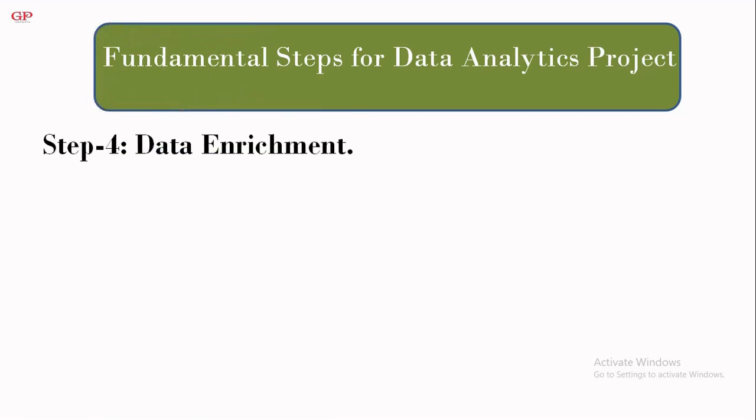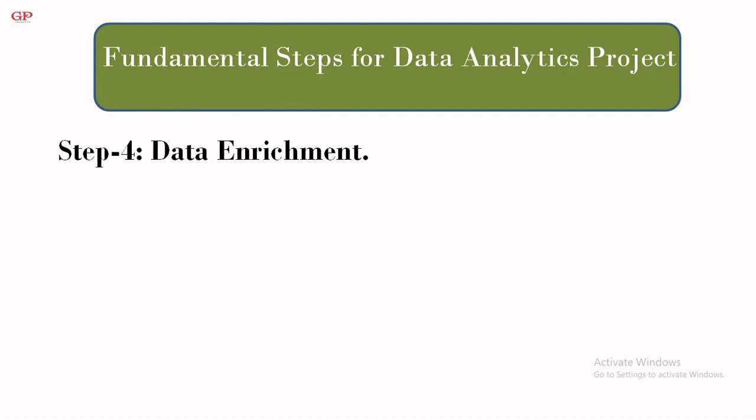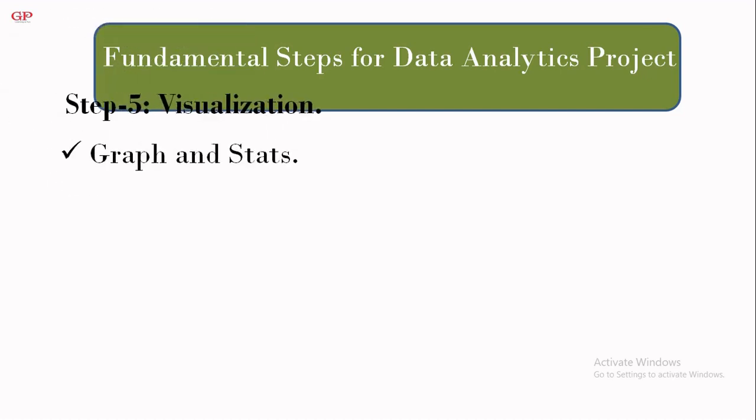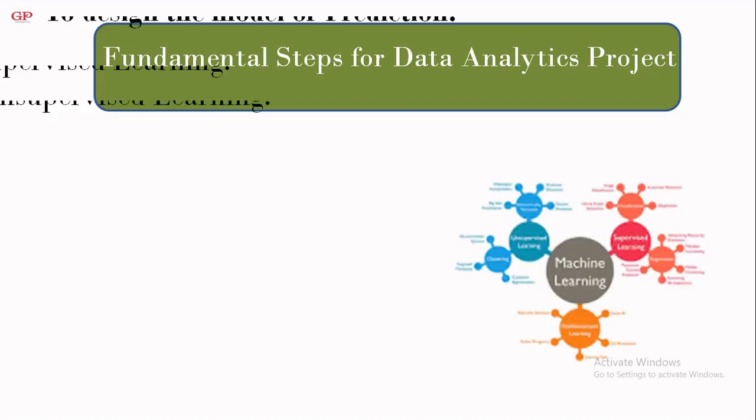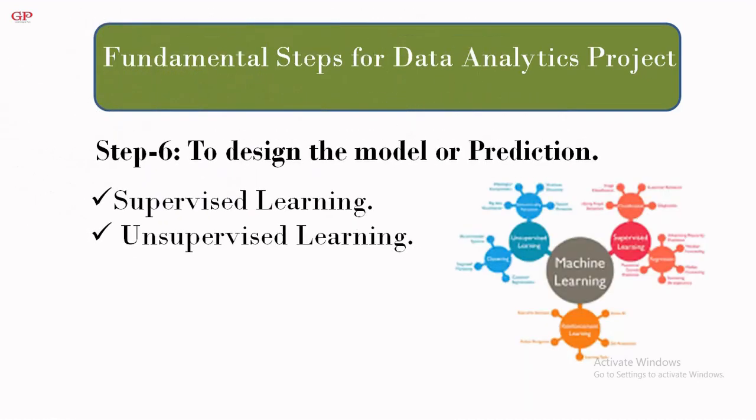Next is step number 4, that is data enrichment. Once the data is clean, we can explore the data for various operations. Data enrichment is done by joining data sets, so we can enrich the data by joining the columns. Next step is to build the visualization. Once the data set is ready, we can start exploring it by using graphs. We know that we have a large data set, or we can say a large volume of data, to explore and communicate our findings.